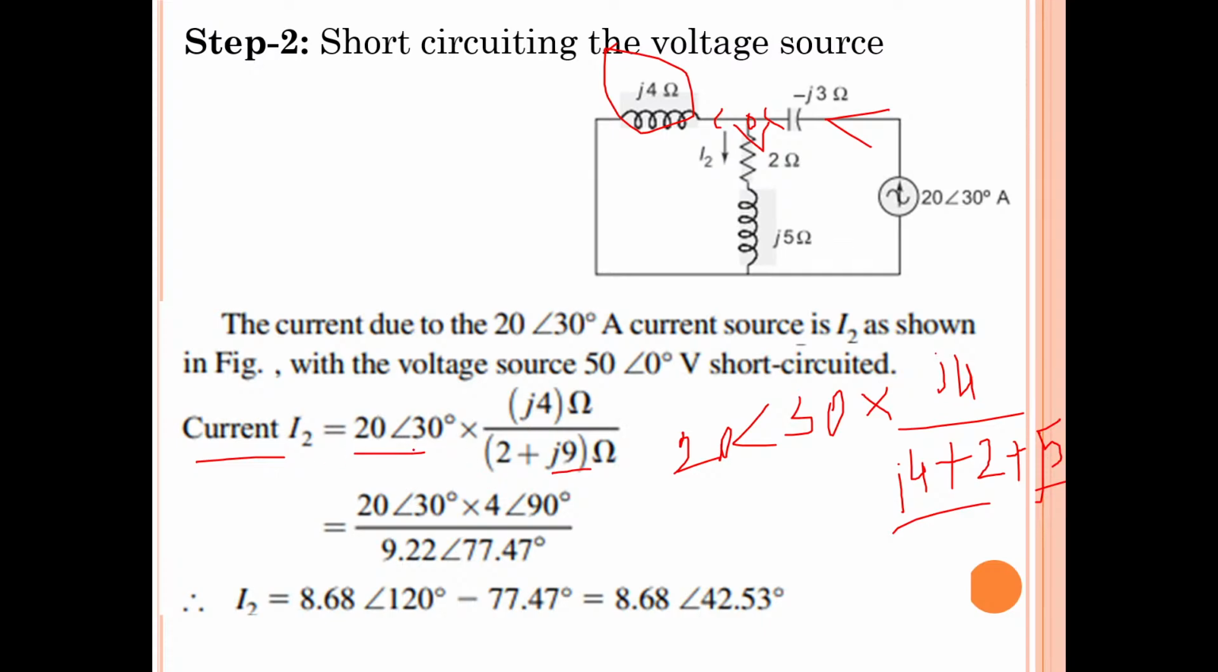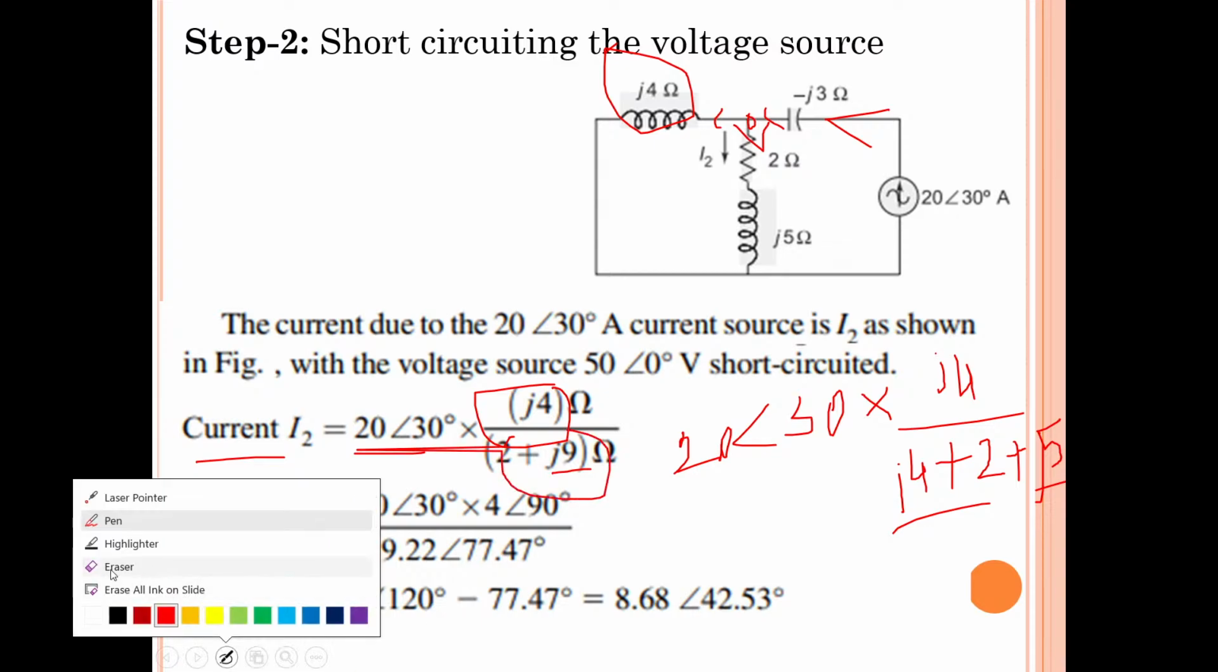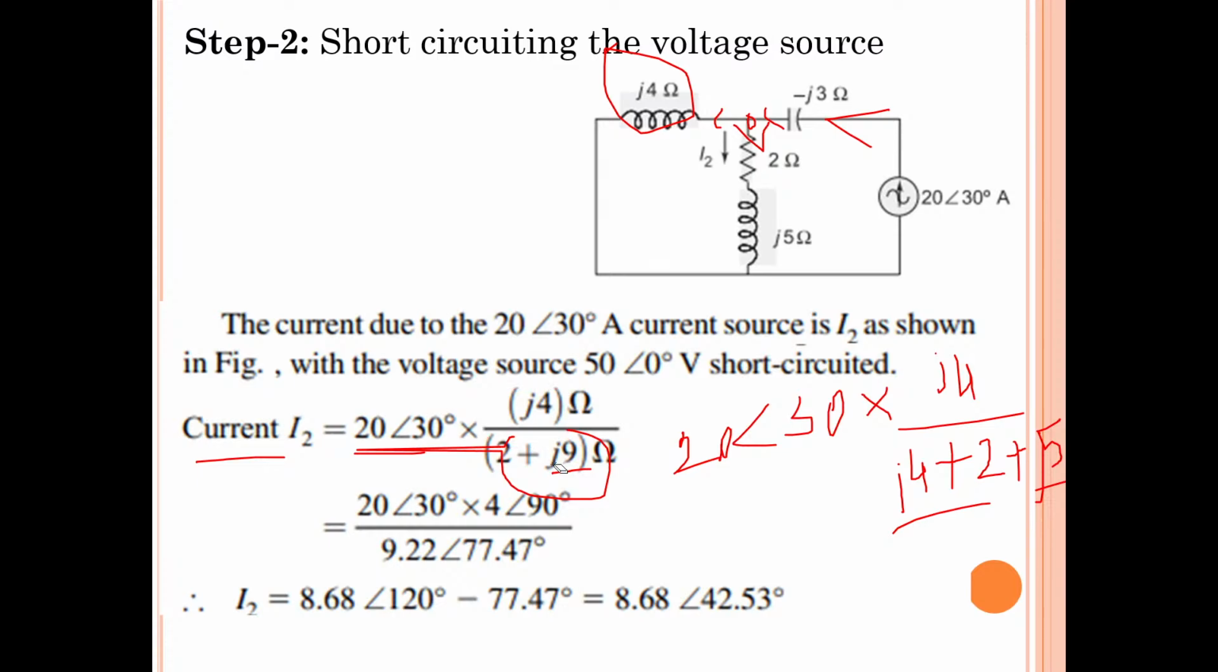Okay, so this is in polar form, this is in rectangular form, this is in rectangular form. So convert rectangular terms into polar terms. Just using a scientific calculator you can do that. If you don't know how to do it, you can search on Google how to convert polar forms into rectangular forms using a scientific calculator. It will be mentioned in the calculator.